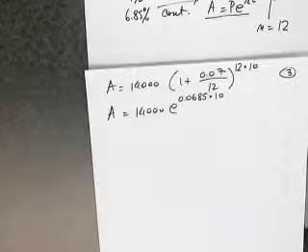So we punch in 14,000, in parentheses 1 plus 0.07 divided by 12, close the parenthesis, power or caret, and in parentheses I have 12 times 10. I'm going to just say 120.